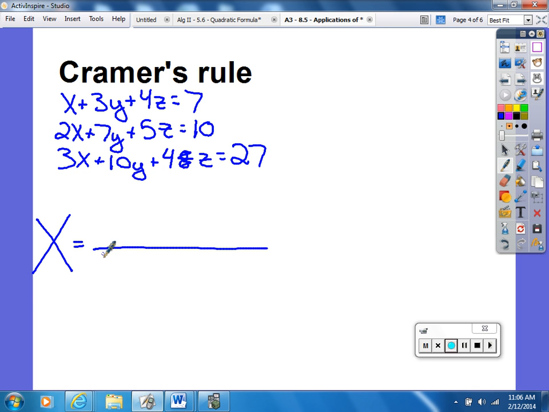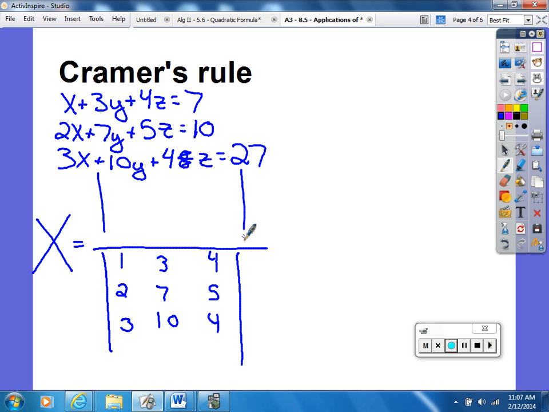All right, the bottom is the determinant of the coefficient matrix. Now you've done coefficient matrix already, right? In here this year? Like not too long ago? So 1, 3, 4, 2, 7, 5, 3, 10, 4. All good with that?